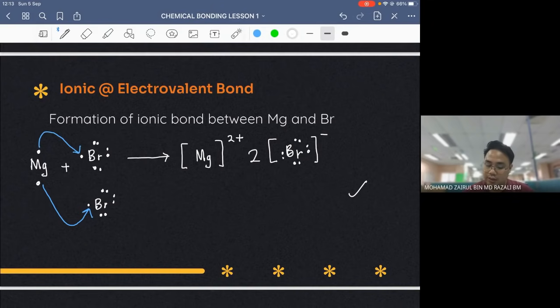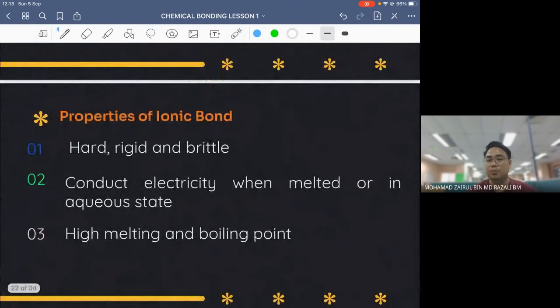Okay, so the general properties of ionic bond, yang ini sama je macam awak belajar waktu sekolah menengah. The first one, ionic compound is normally very hard, rigid and brittle. So contohnya macam garam. Garam yang awak makan itu is sodium chloride. So sodium chloride is an example of ionic bond. Dan sodium chloride kalau awak tengok dia dalam bentuk kristal, dalam bentuk solid, dan dia agak keras.